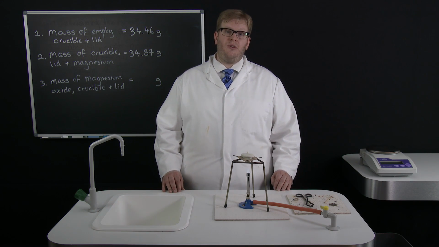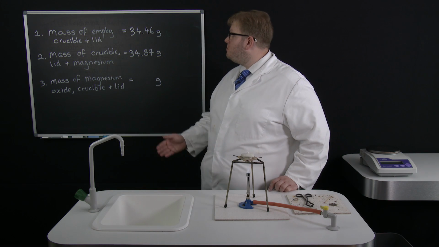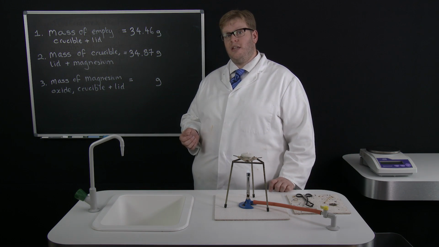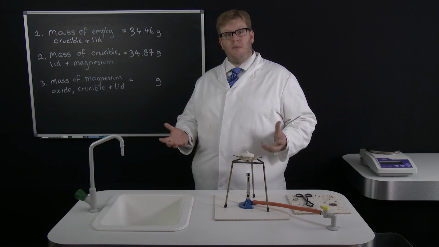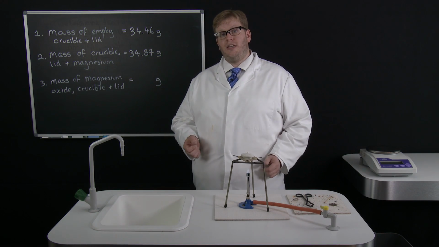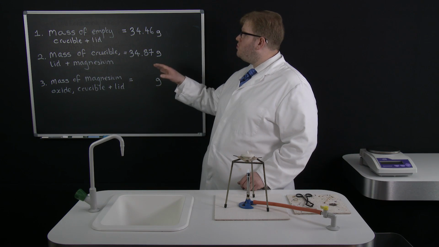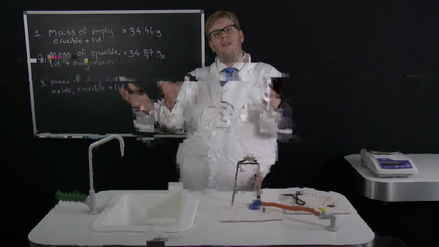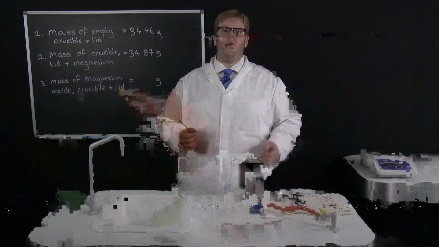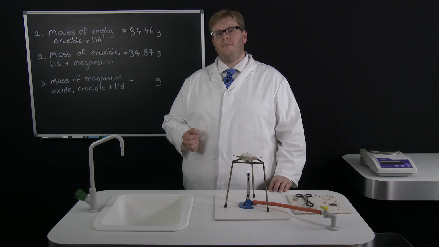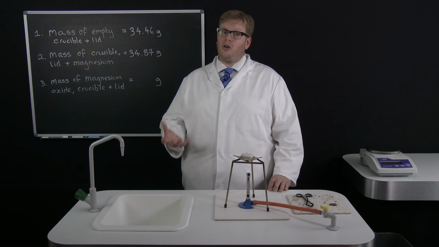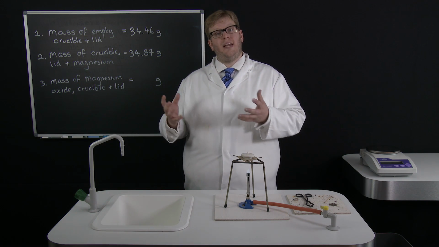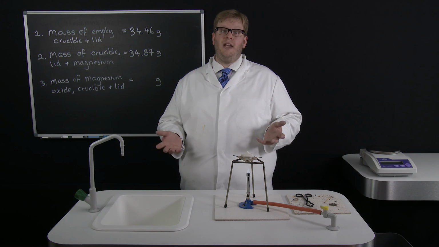The way I can calculate the increase in mass is by subtracting the empty crucible and lid from the mass of magnesium oxide in the container. What's left over is just the mass of the magnesium oxide. I can do the same with the magnesium by subtracting the empty crucible and lid from the mass of the empty crucible and lid with the magnesium inside it. I can work out how much magnesium I had. I can work out how much oxygen was added to the magnesium by subtracting the magnesium from the magnesium oxide. The mass remaining is the oxygen.